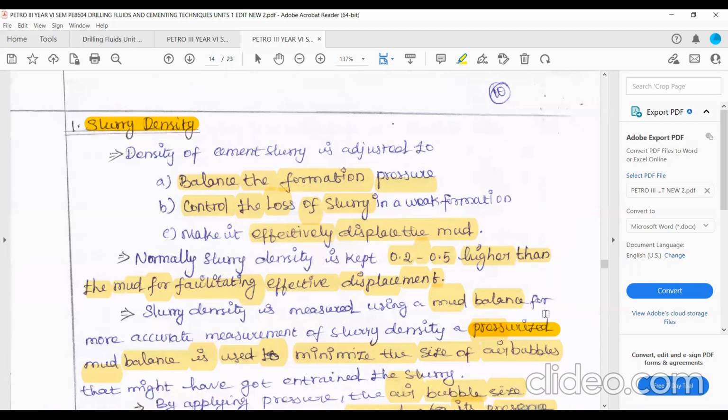Density is nothing but mass by volume. What density are we talking about? This is the density of the cement slurry. Why do you want to take care of the cement slurry density? It is to balance the formation pressure. We're not talking about the drilling fluid, we're talking about the cementing fluid.